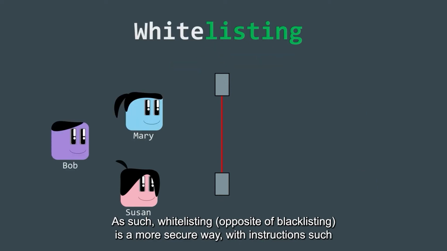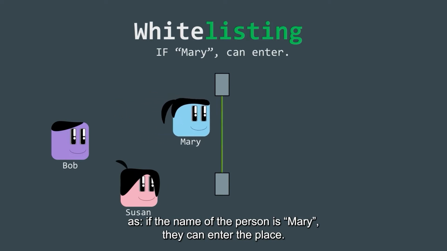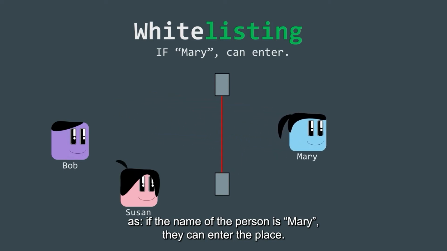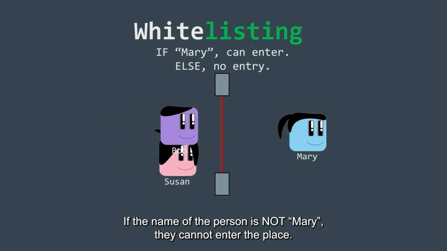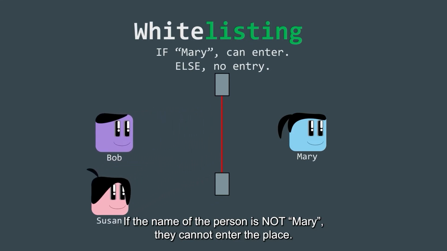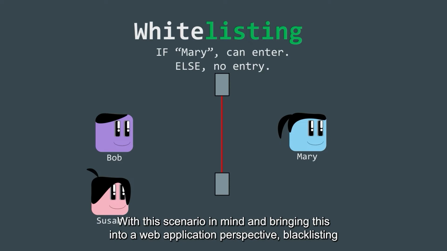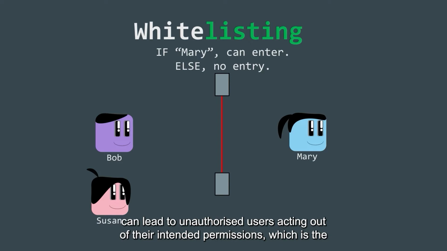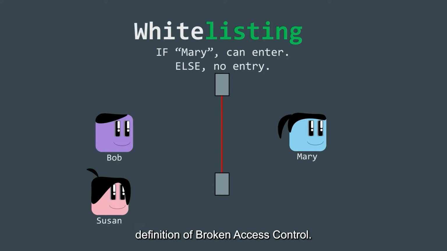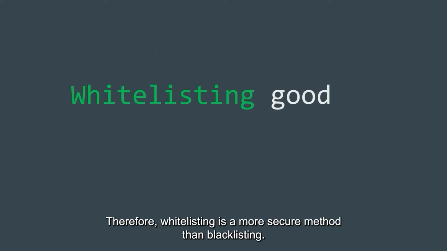As such, whitelisting is a more secure way, with instructions such as, if the name of the person is Mary, they can enter the place. If the name of the person is not Mary, they cannot enter the place. From these instructions, only Mary and no one else can enter the restricted place. With this scenario in mind and bringing this into a web application perspective, blacklisting can lead to unauthorized users acting out of their intended permissions, which is the definition of broken access control. Therefore, whitelisting is a more secure method than blacklisting.